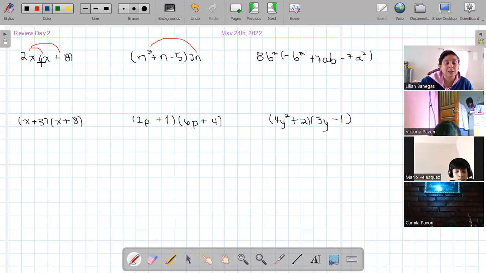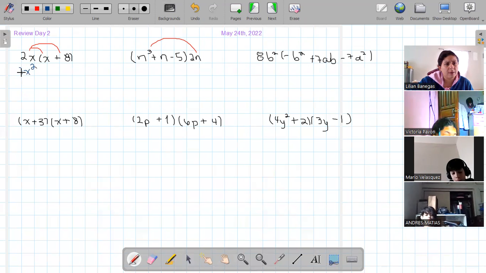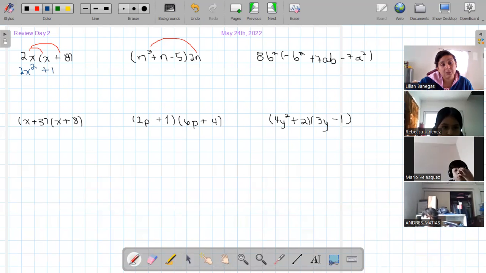So how much is 2x times x? 2x to the square. Why? Because we have an invisible one over here. So 2 times the invisible one is 2. And x times x, we add the exponents, which are invisible ones, and that will give us a 2. Now, 2x times 8. 16x. Positive 16x. Because we multiply the coefficient with the constant, and we copy the variable. And that's it. That was distributive property.